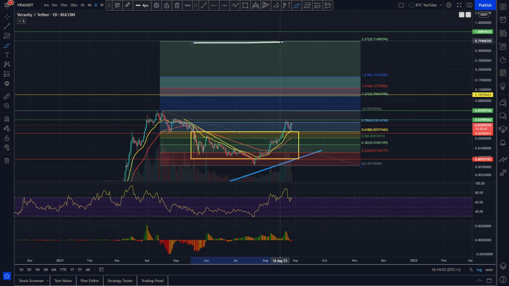But you can see we do have fib extensions up in the region of 70, 80 cents here, depending on how far up we do actually end up pumping. And obviously with Verasity, with the market cap being so low, if we get some really crazy fundamental news, we could be looking at a really nice pump.